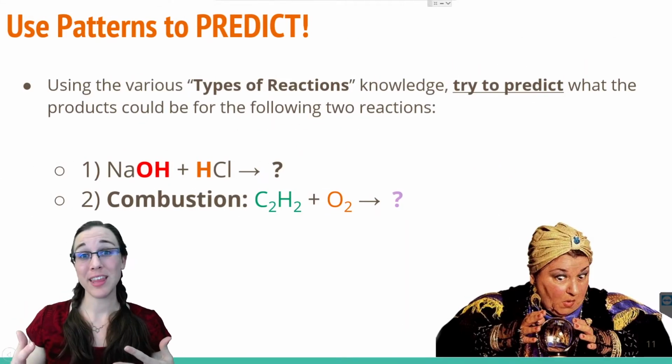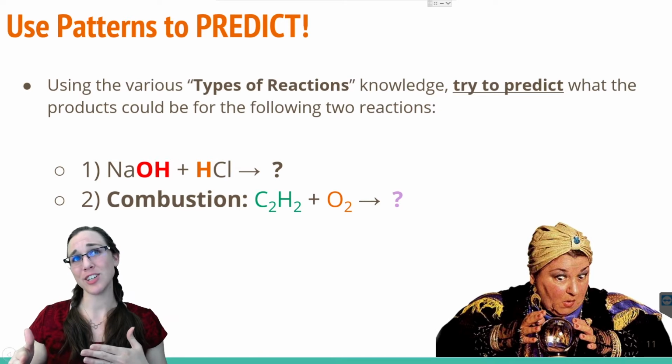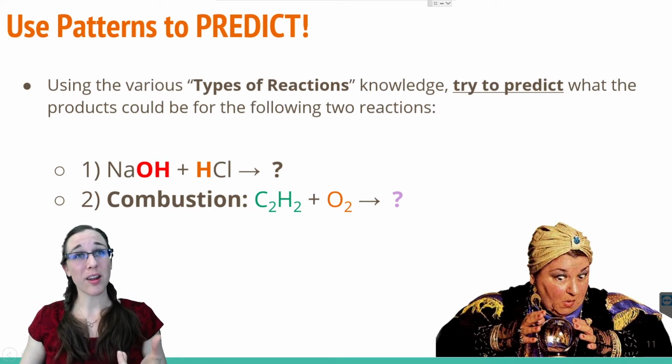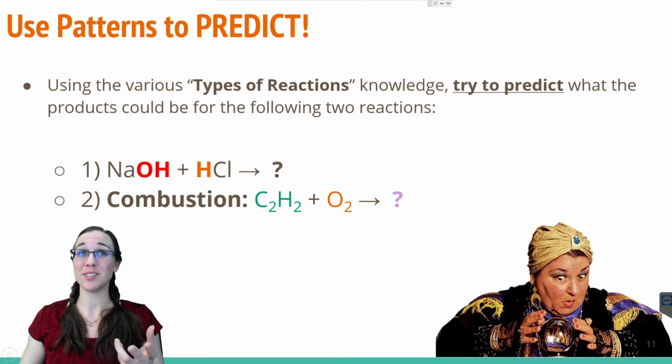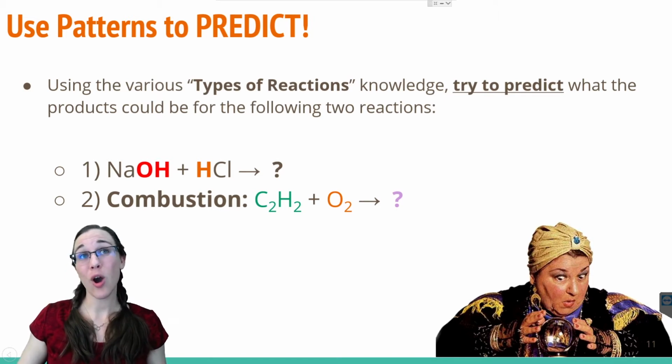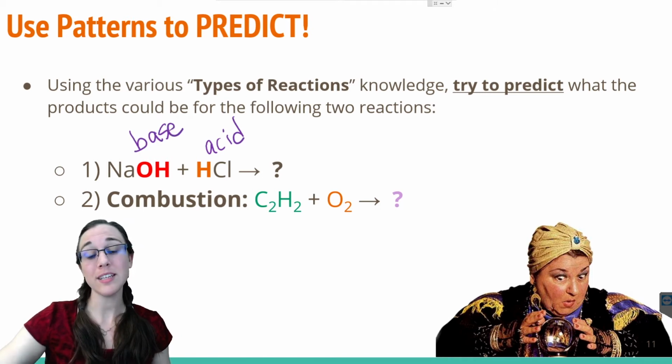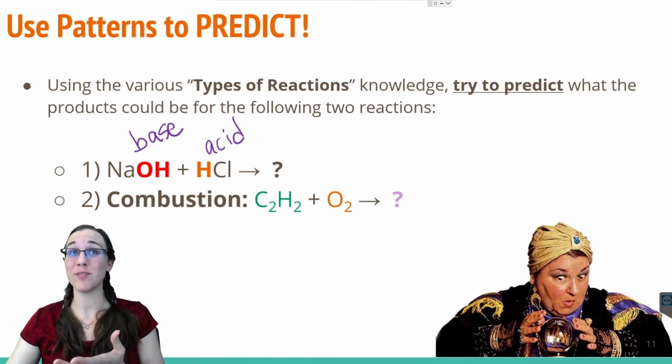So now that we've had that refresher on the different types of reactions and also the state symbols that can go with them, let's predict the products of these two chemical equations above my head. We have NaOH and HCl. Hopefully you're gathering that this is a reaction between an acid and a base, according to the patterns that we saw for our types of chemical reactions.